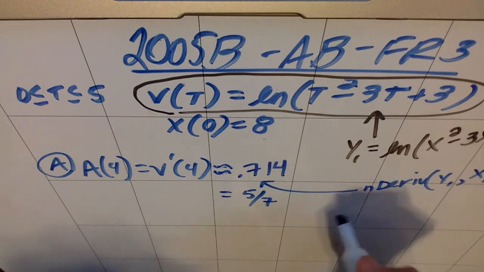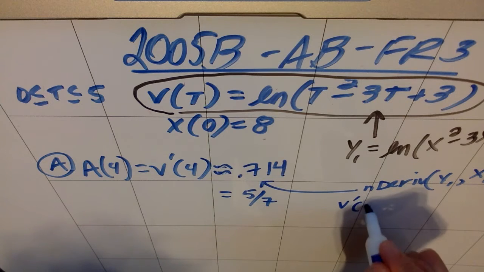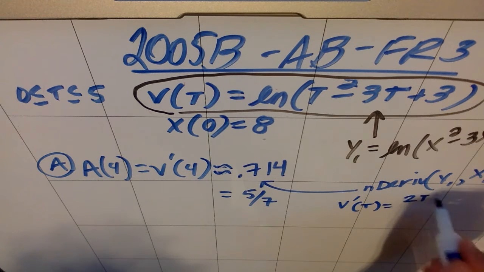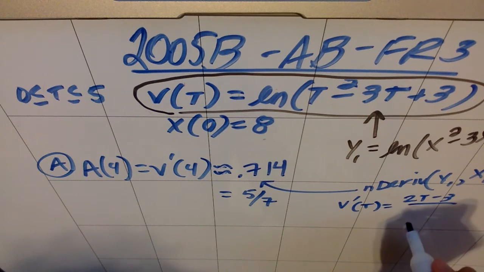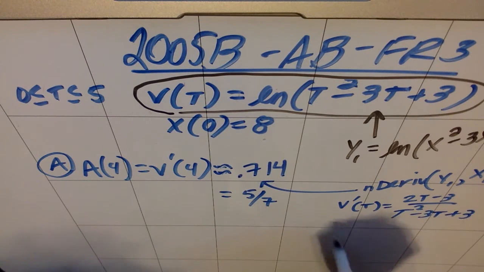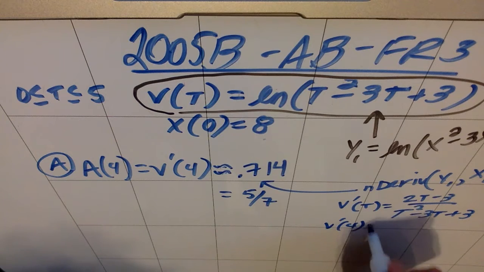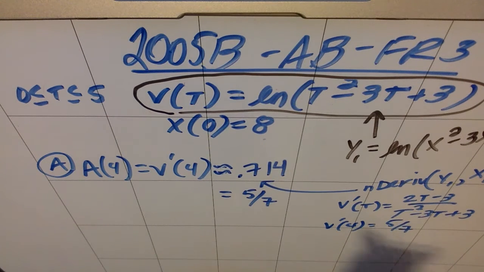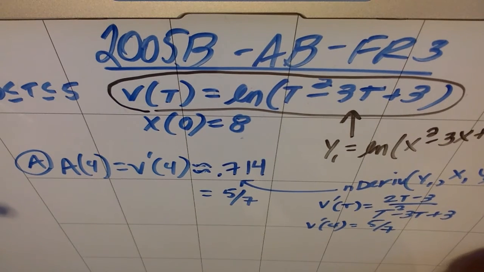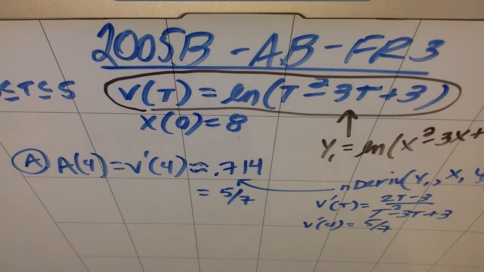Because if you did the derivative by hand, your v prime of t would have been 2t minus 3 over t squared minus 3t plus 3, which means your v prime of 4 would definitely have come out to be 5/7. So either way you did it is fine. Again, because it's a calculator section, there's not a huge incentive to do it by hand. It's way more advantageous to just have your calculator do the heavy lifting. You should still communicate that you understand that a of 4 is v prime of 4.